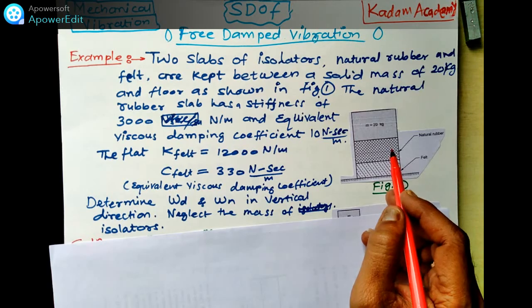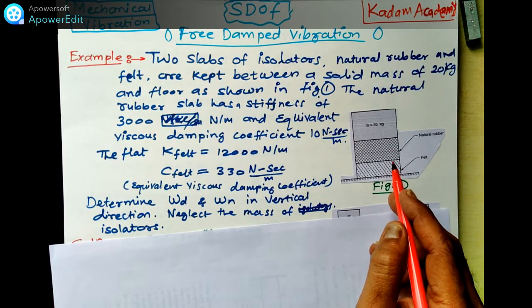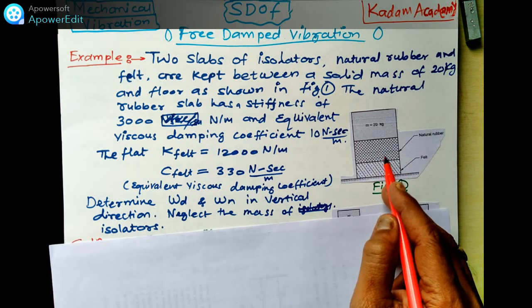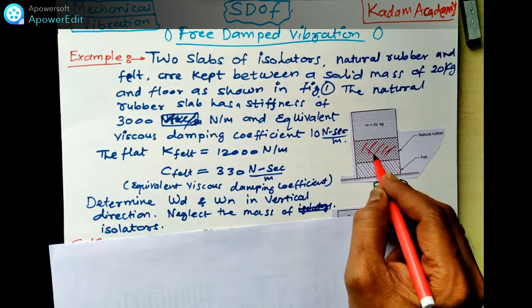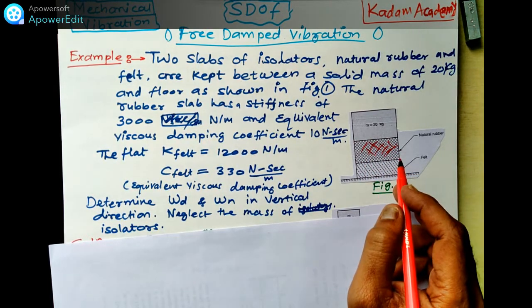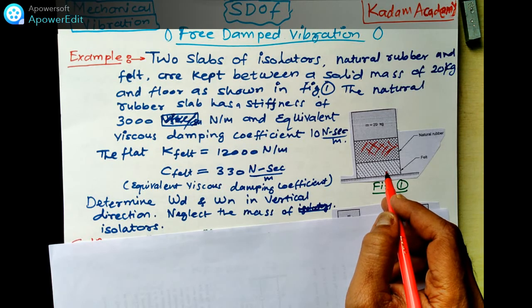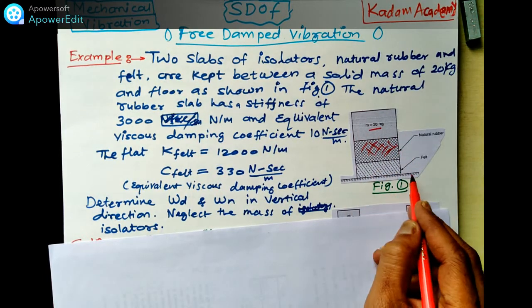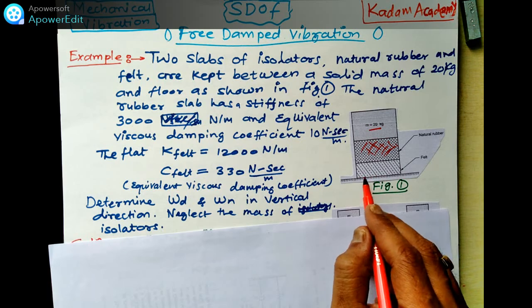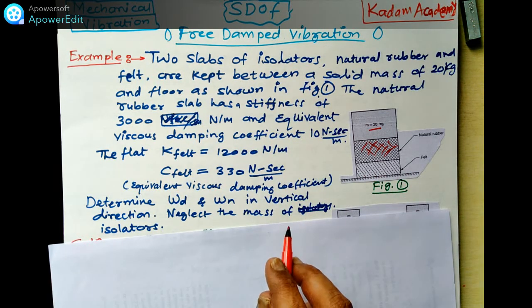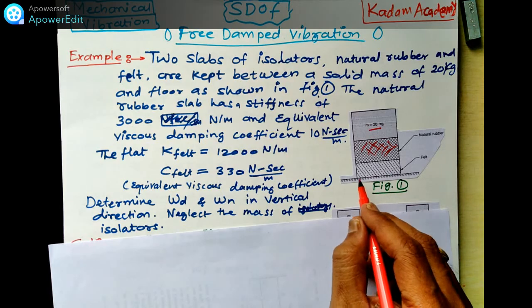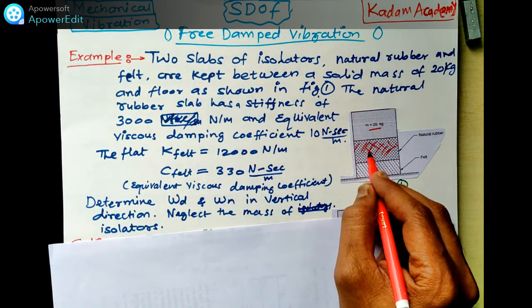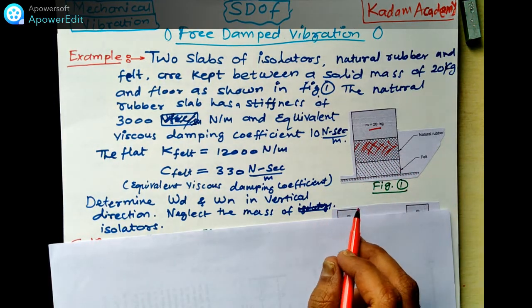Two slabs here, which work as an isolator. The first slab is natural rubber, and the second one is felt. They are kept between this solid mass of 20 kg and the surface. In between the surface and this mass, rubber and felt are kept, and they have their own stiffness.